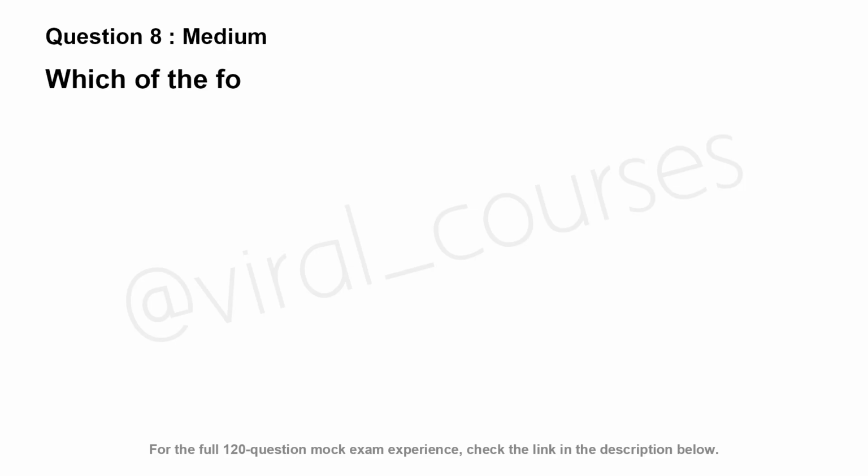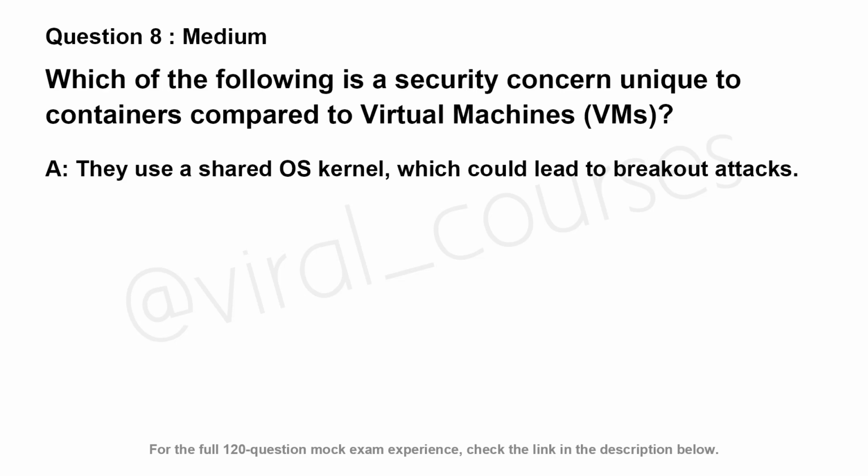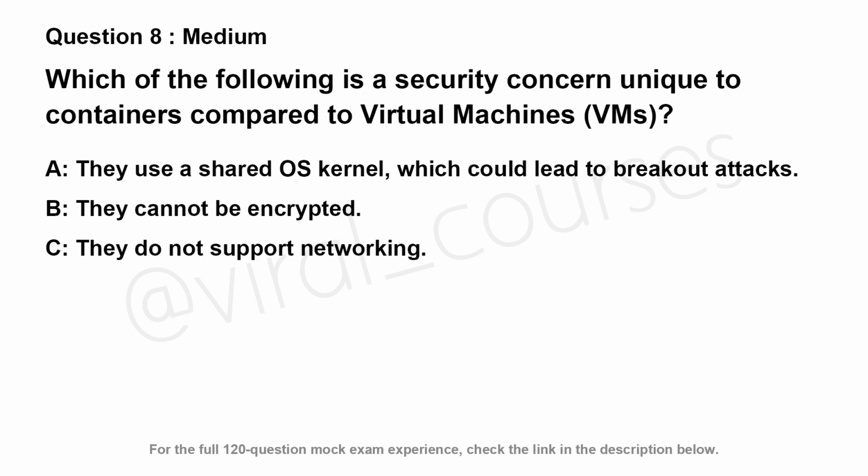Which of the following is a security concern unique to containers compared to VMs? Option A. They use a shared OS kernel, which could lead to breakout attacks. Option B. They cannot be encrypted. Option C. They do not support networking. Option D. They require more RAM than VMs.